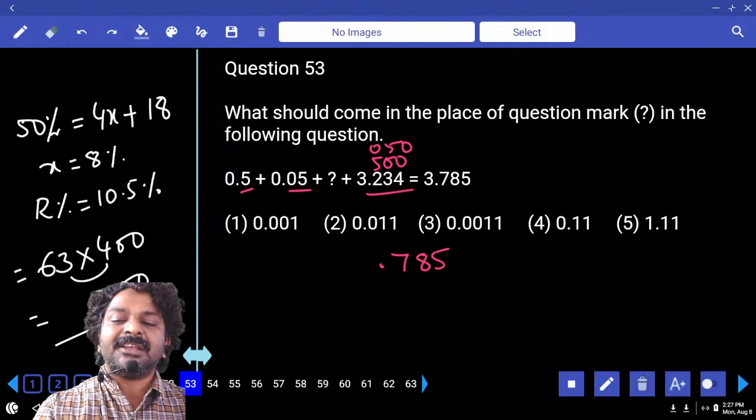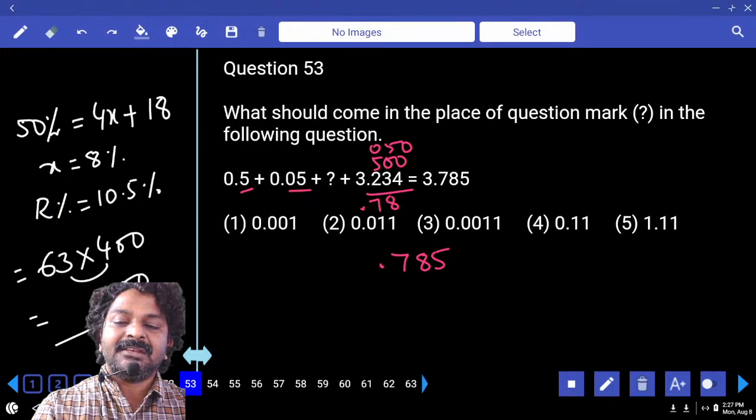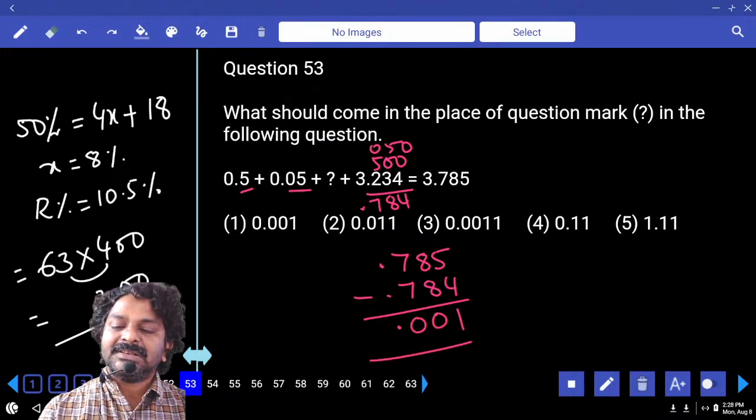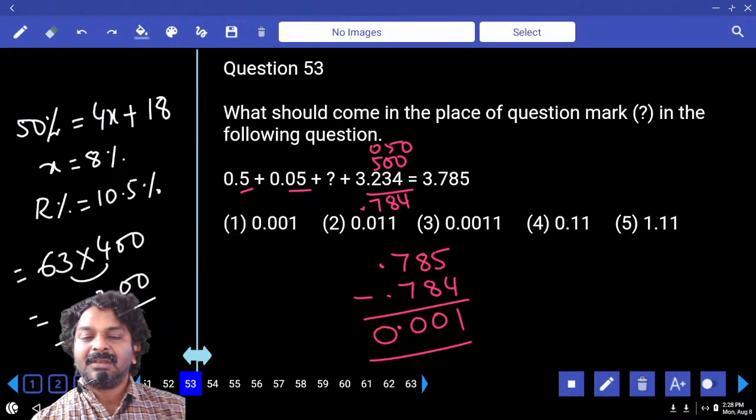On the left hand side after the decimal, the number ends with 0.784. That goes to the right hand side and becomes a negative number. Then the answer must end with 0.001. 0.001, first option.